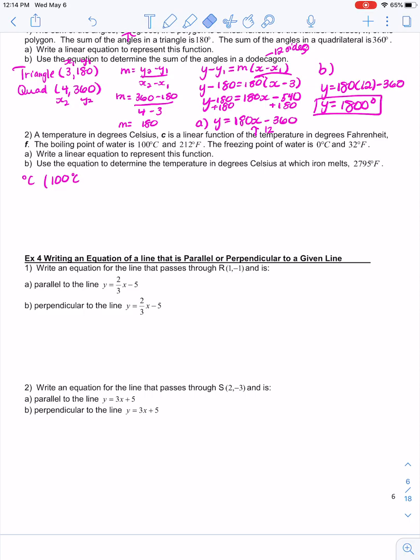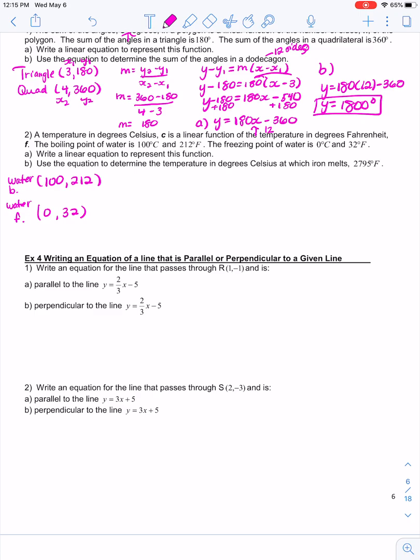Oh, you know what? I don't need units here. Let's do 100 and 212. So this is for boiling water. And freezing water, the freezing point of water is 0 and 32.